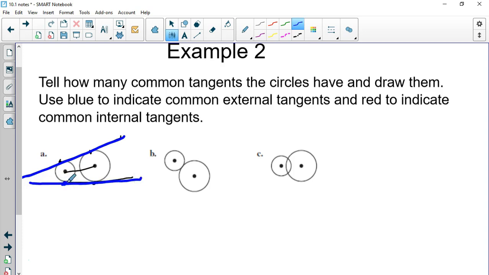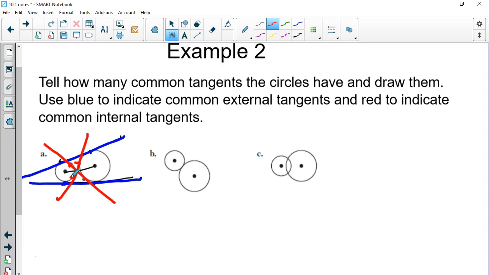Okay? I can also draw tangents like this. Okay? So, you know, they touch right here and right here. And then I can draw a tangent line that just touches there and just touches there. Again, now it's kind of hard to draw on the smartboard, but you can hopefully get my point. Okay, now since those cross that black line connecting the centers, those are internal common tangents.